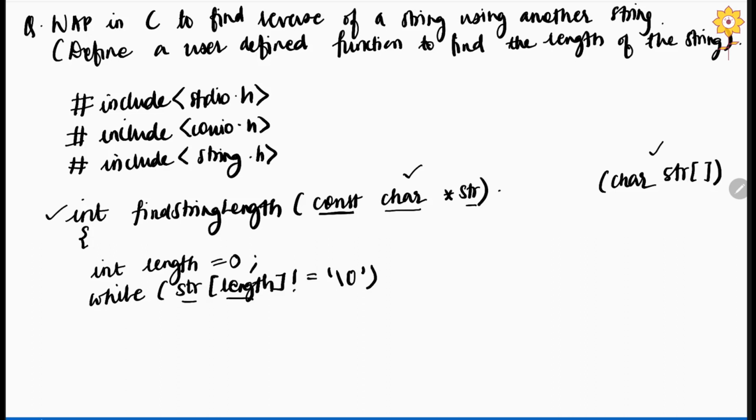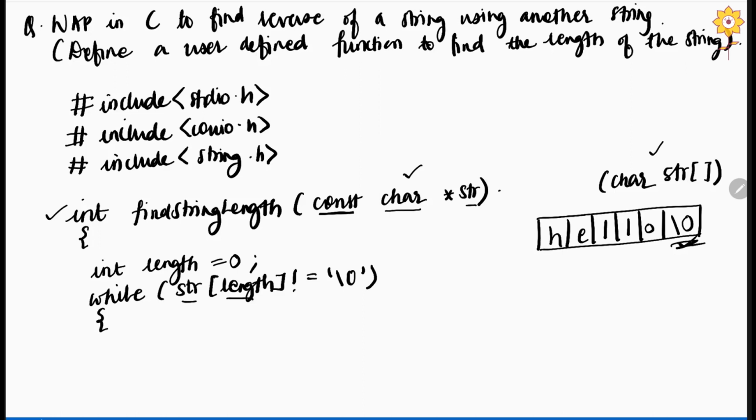Suppose our string is hello, as I told you. When it is saved, the compiler by default will add a null terminator at the end to indicate that this particular string has ended. This is how it will be stored inside your memory. This is added by default by the compiler. So, till when do we have to calculate the length? Till you reach this point. That is why we have taken this condition.